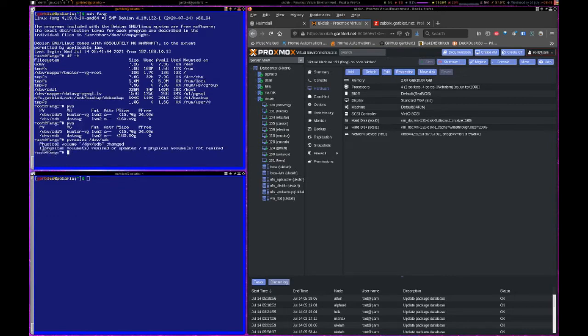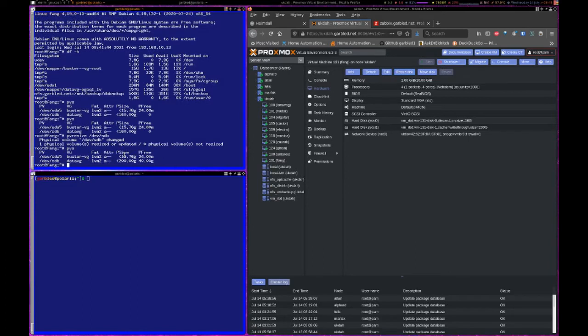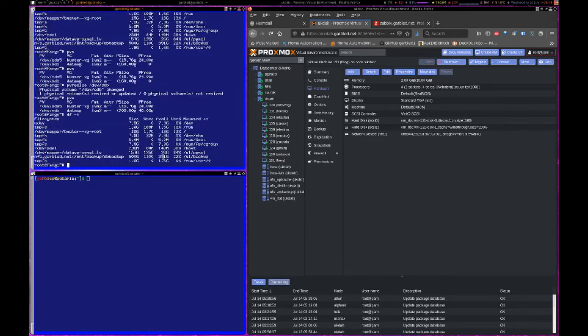And you can see one volume was resized. If we run PVS again, it's now 200 with 40 gigs free. However, that did not solve my disk problem because we have not grown the file system.